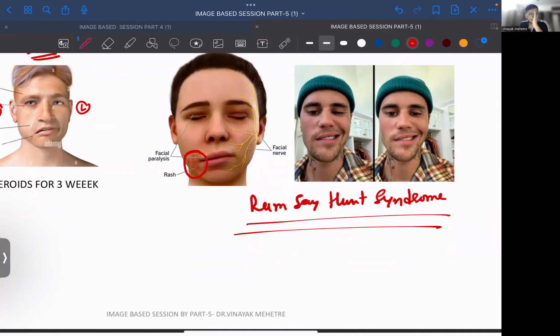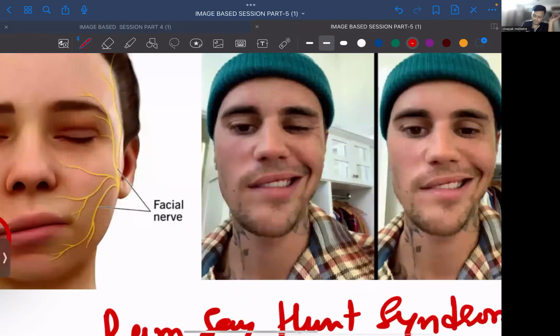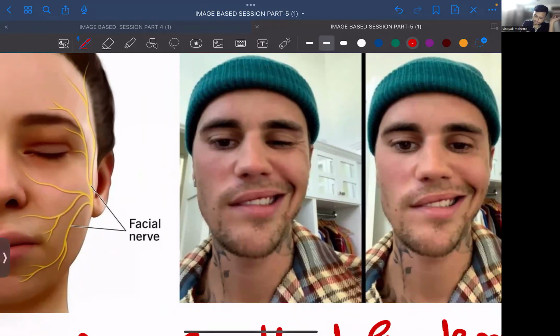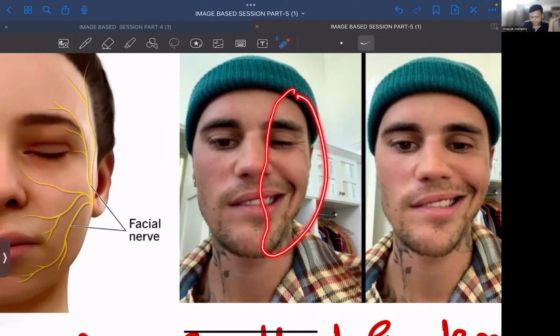The patient will be expressionless where we have the palsy. Take a look over here. There is no expression. Everything is going on this side only. He is able to lift only this much cheek, and there are expressions. Over here, no expressions.